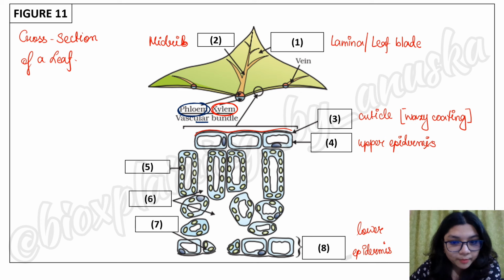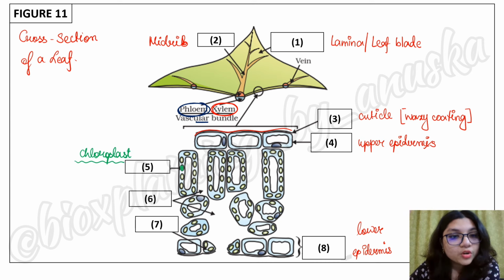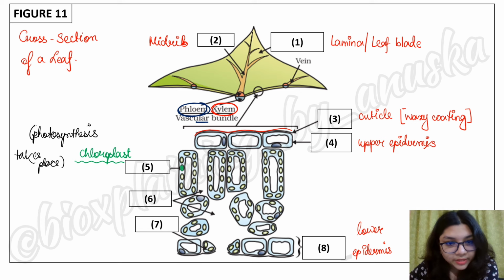Okay. Then number 5 is labeling this part. So what is this? Number 5 is the chloroplast. And we all know very well why the chloroplast is important. The chloroplast is the place where photosynthesis takes place. Inside the chloroplast, photosynthesis takes place. Okay. Then number 6 is the air spaces that are present in between the cells. Air spaces, number 6. And number 7 refers to the guard cells in this case.